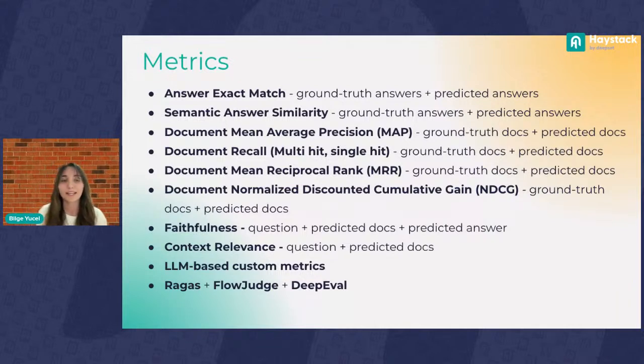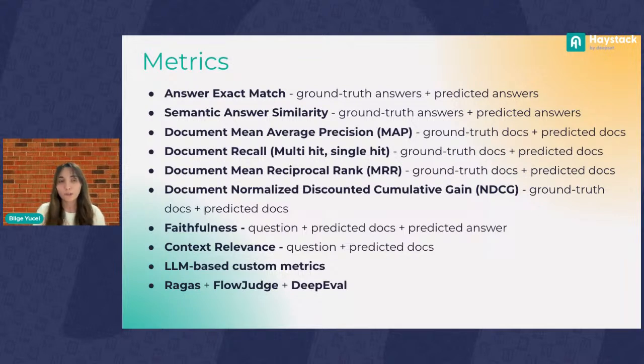Then we have some LLM-based metrics, such as faithfulness and context relevance. Faithfulness gets the question, predicted docs, and predicted answer, and checks if the LLM has hallucinated as it generates this answer based on the documents or not. But context relevance checks the predicted docs and sees if these predicted documents, so the retrieved context, are actually relevant for the question. Both of these are LLM-based metrics. So we basically instruct an LLM to do these things with the prompt.